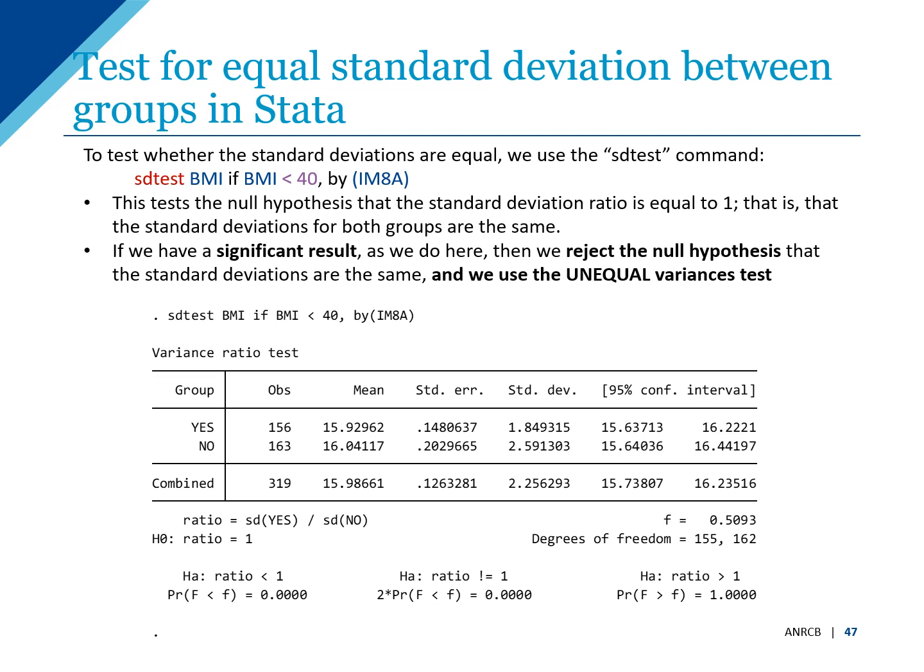To test whether the standard deviations are equal, we use the sdtest command and enter the rest of the variables as we did in the t-test commands. This will test the null hypothesis that the standard deviation ratio is equal to 1. That is, that the standard deviations for both groups are the same or equal. If we have a significant result, as we do here, then we reject the null hypothesis that the standard deviations are equal or the same, and we assume that they are not equal and therefore must report the results of the unequal variances test.